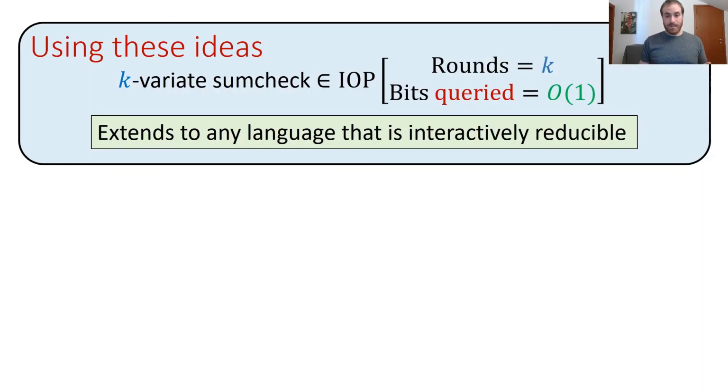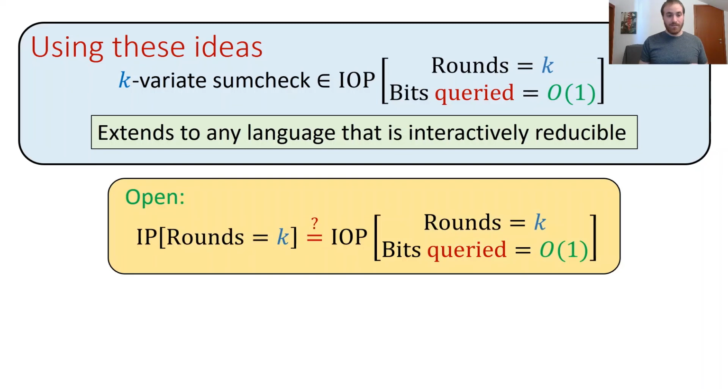So using these ideas, and the ideas we've seen previously in the talk, we show that k-variate Sumcheck has an IOP with k rounds, in which the verifier makes a constant number of bit queries. And this extends to any language that is interactively reducible. And for the full definition of interactive reducibility, I'll refer you to the paper.